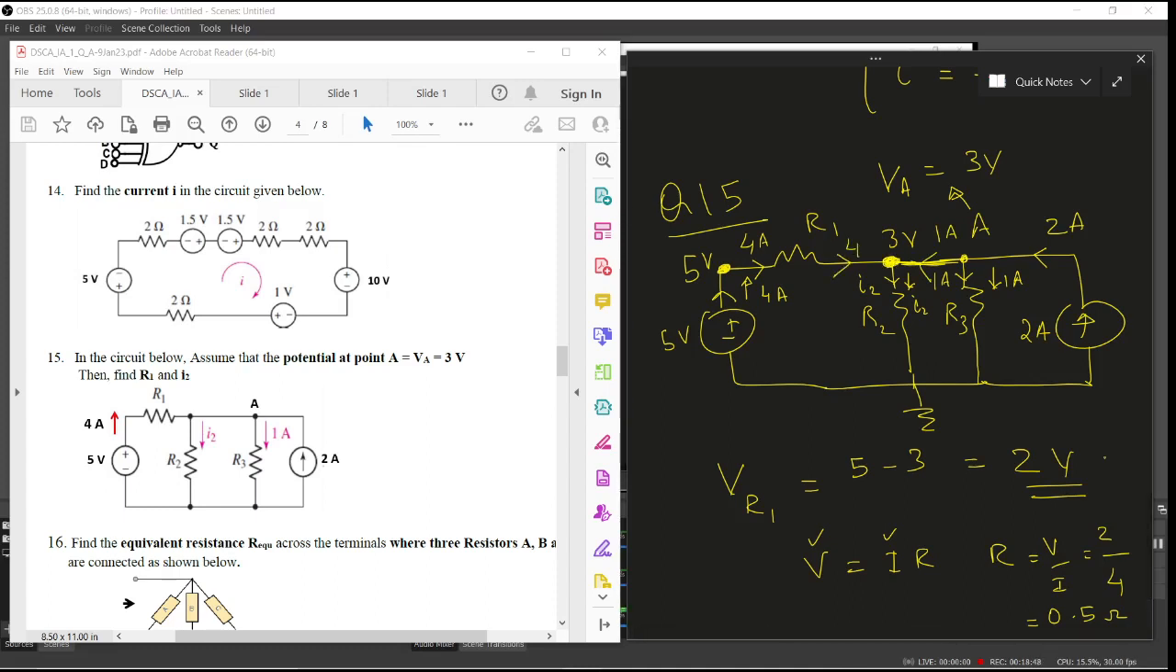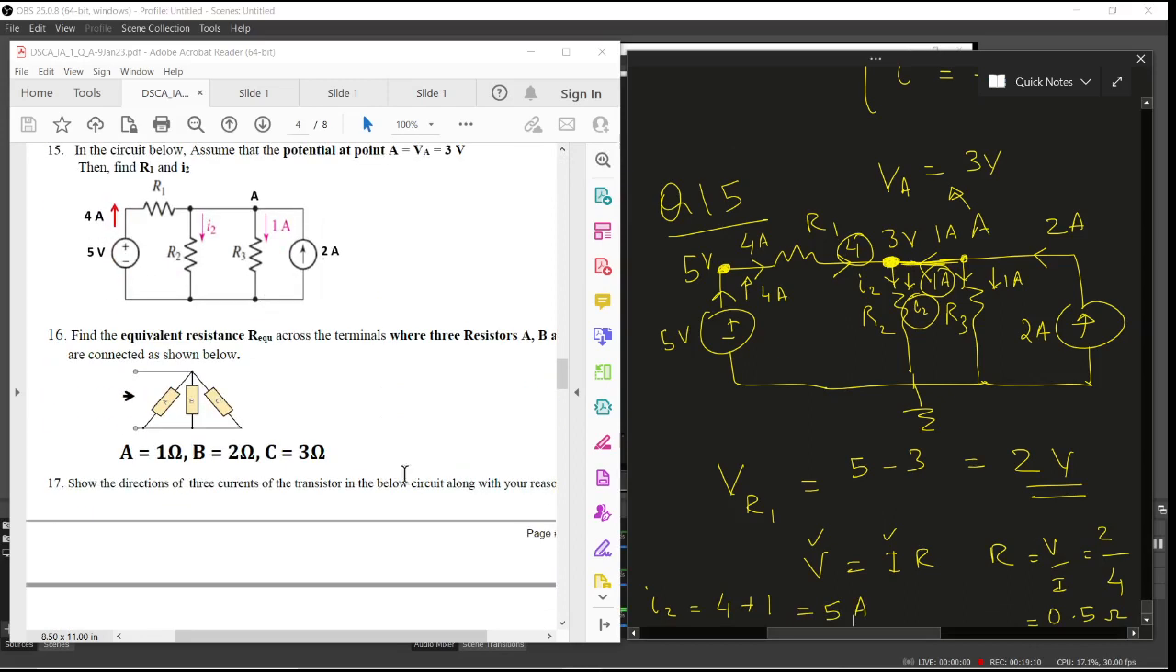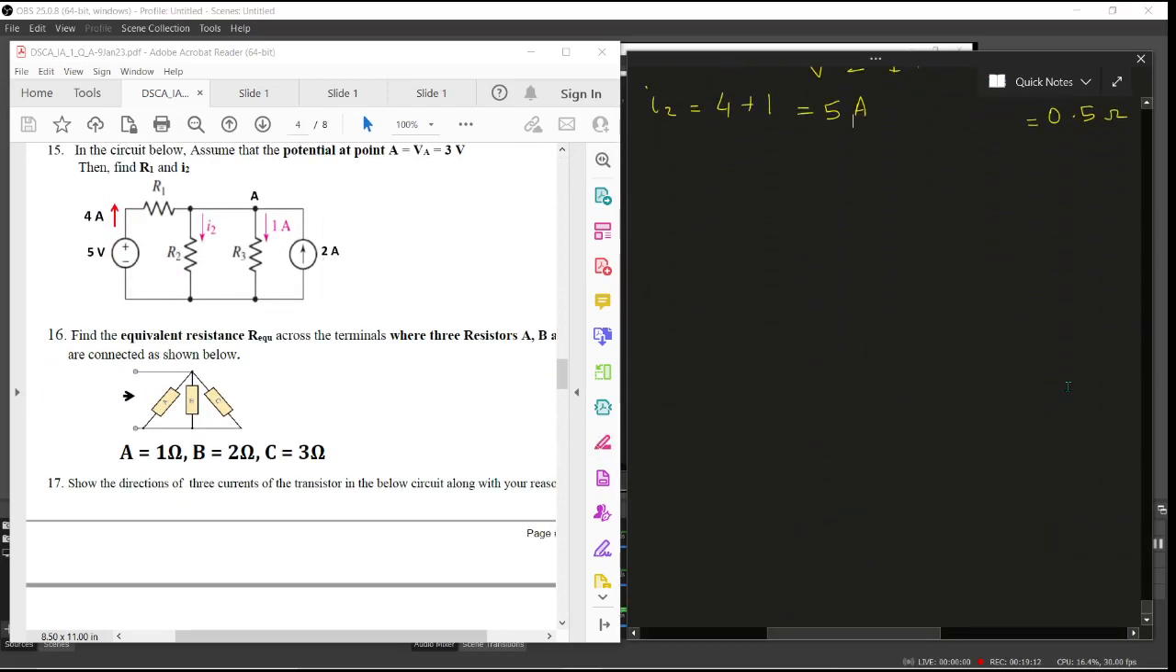Now, at this point, if you see, 4 is coming in and 1 ampere is coming in and I2 is going out. So, I2 can be written as 4 coming in and 1 coming in, and that will be the I2. So it is 5 ampere. That's all. So this is simple, and you don't need a calculator for it, and I'm sure you might have done this correctly. Now let us go to question 16.